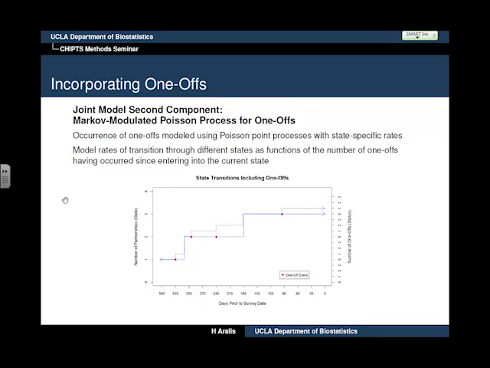So here, for instance, at the start, the state is 1 and the status is 0. Once this pink dot occurs, we're still in state 1, but your status now is 1 because one one-off has occurred since entry into the state. And so we're basically modeling this joint model that models both state and status. So it models both the number of ongoing partnerships an individual is in at a given point in time and the number of one-offs that have occurred since entry into that state.